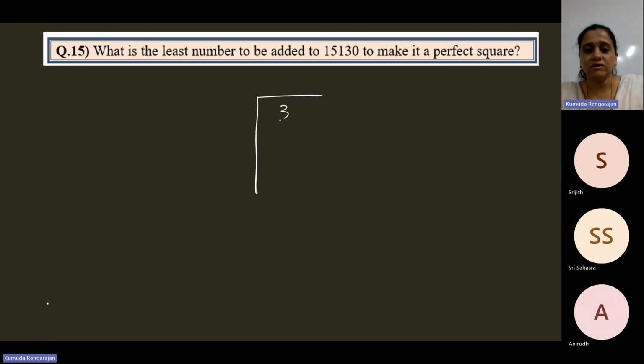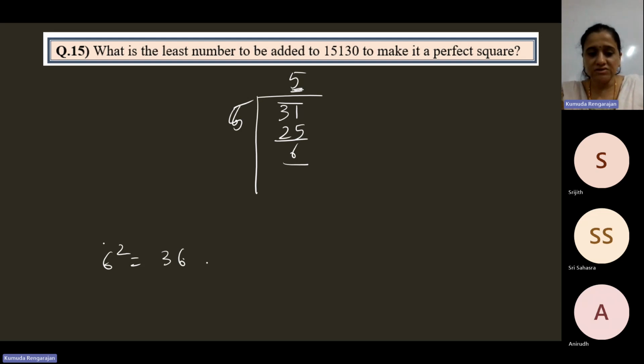So 31: 5 fives are 25, 6 is the remainder. To find the least number to be added, look at the quotient and write the successor of the quotient. These are the steps you need to remember and use while answering a question like this. What's the successor of the quotient? 6. What's the square of that? 36. 36 minus the given number, 31, is 5. This is the number to be added.